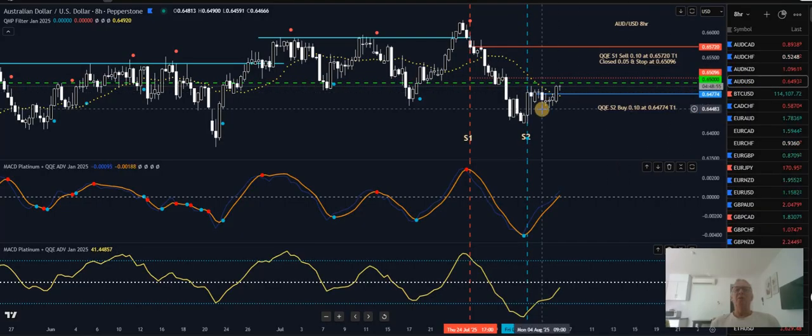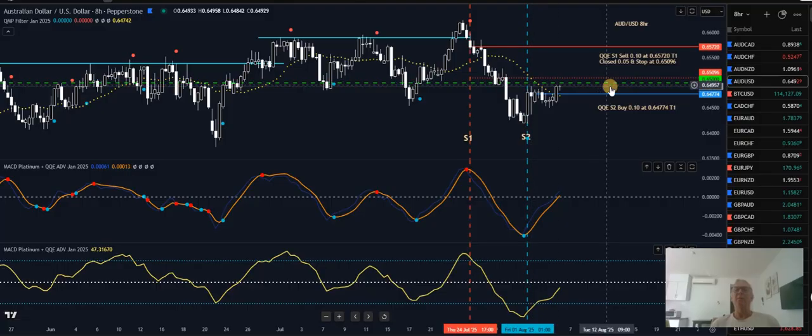Aussie USD, still in this sell from back here. Again, that was a QQE, see QQE S1. Already closed half, dragged my stop down, can't lose on that trade. I could have brought my stop down lower, but there's no need to because I've taken this buy here.